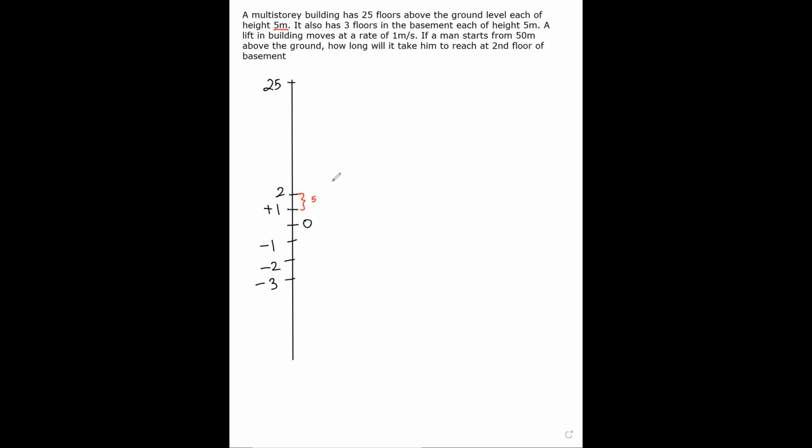So that means the lift covers 1 meter in 1 second, right? Can you explain again how it is 5 meters? It's given in the question. The question says the distance between two floors is 5 meters. Okay, so now the lift covers a distance of 1 meter in 1 second, right?